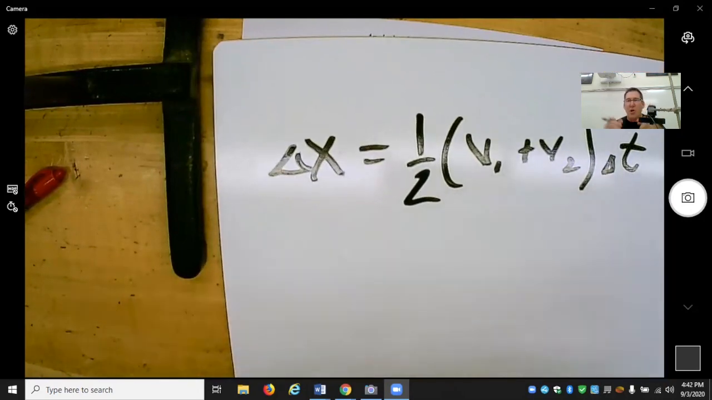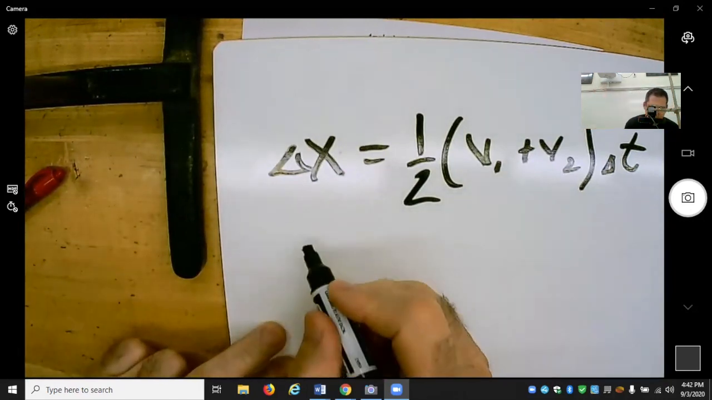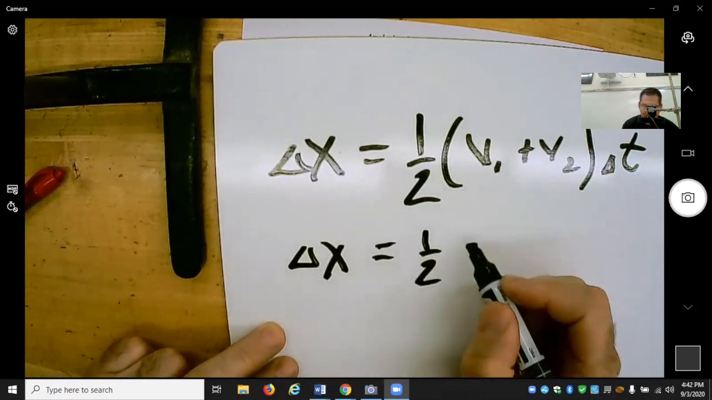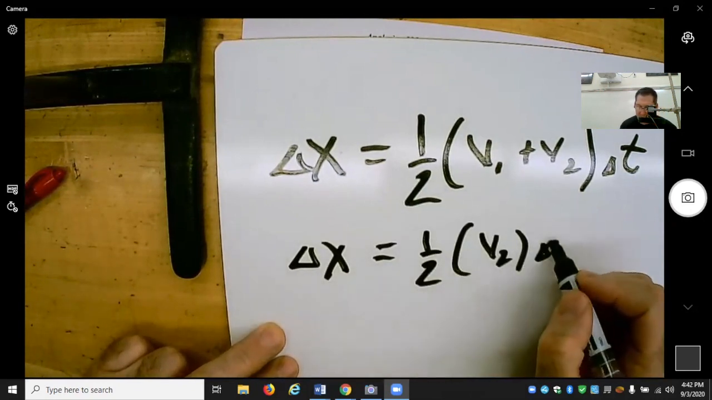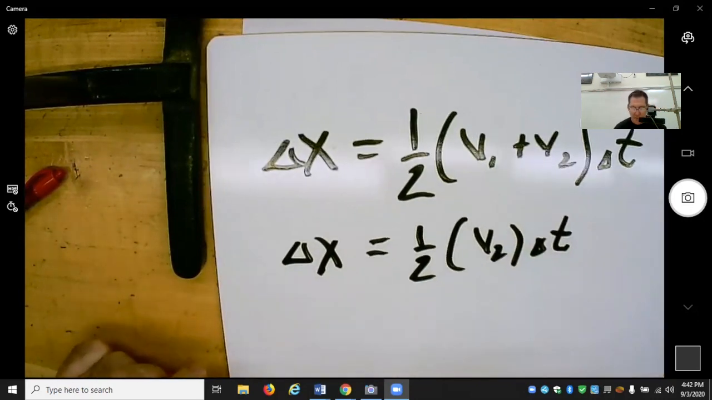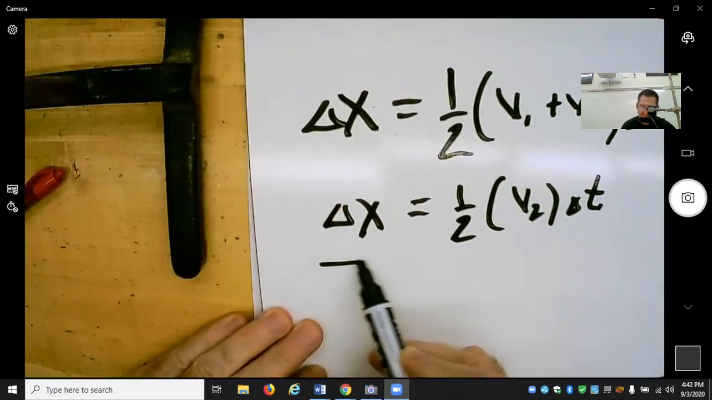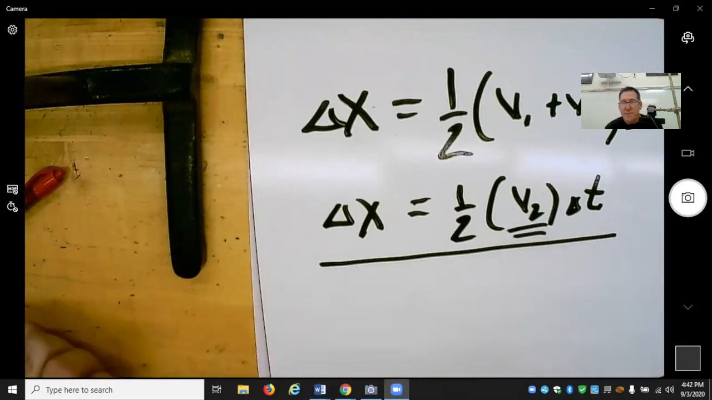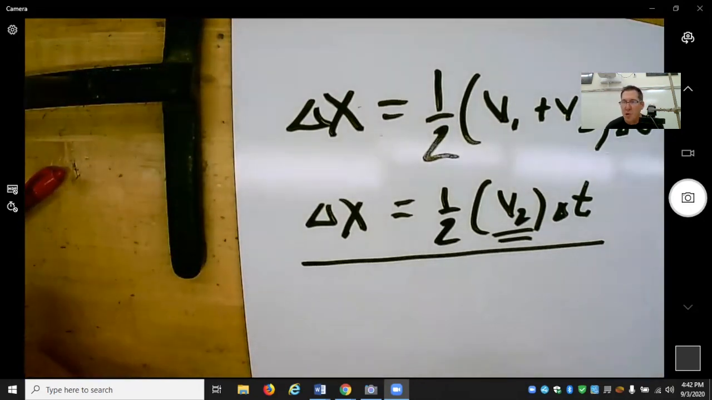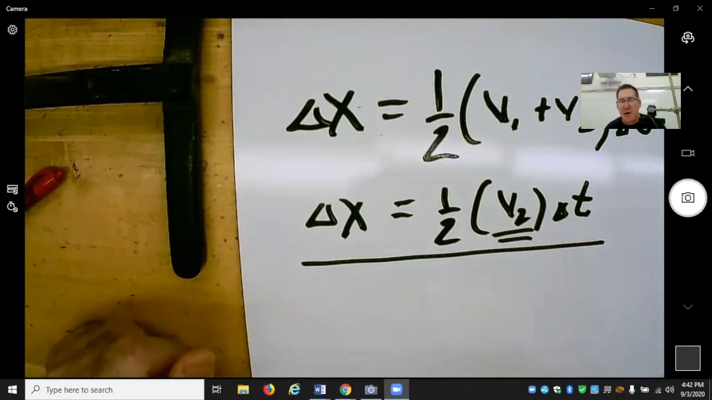Now for this, v1 is 0 because when it first starts and I let go of it, it isn't quite moving yet. So really this comes out to be delta x equals 1/2 of v2 times delta t, because v1 is simply 0. And here we're solving for the velocity, that last column. So I want to rearrange this equation to solve for v2. Rearranging equations can be a little bit tricky, but it's amazing as the year goes on how great students get at it. In fact, usually when we take the semester exam in January, students will look back at their early work and go, I can't believe I struggled rearranging that equation. It's so easy to me now.